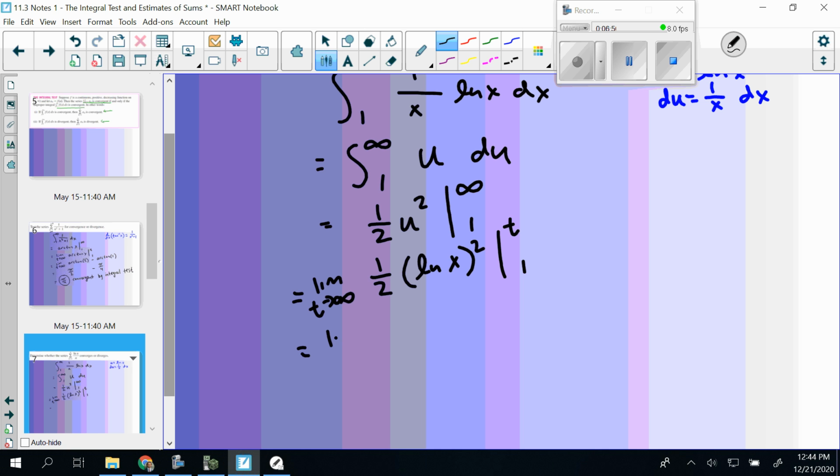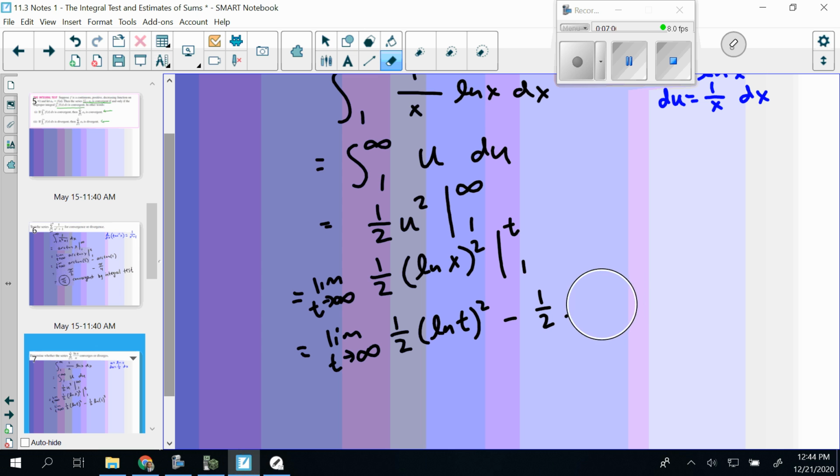So this is going to be now our limit as t goes to infinity of 1/2 natural log of t squared minus 1/2 natural log of 1 squared. Natural log of 1 here, I should have had all that in parentheses. Natural log of 1 we know is 0, and so all this just equals 0 because a half times 0 is going to be 0.